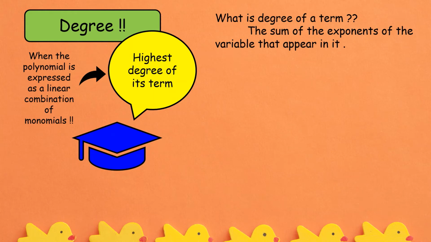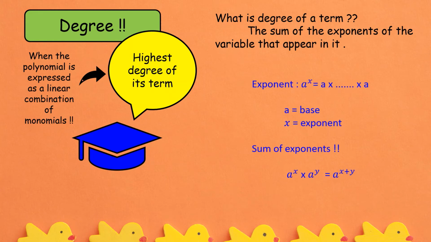To make you more clear with the definition, now what is the degree of a term? I told that degree is nothing but the highest degree of its term. So now what is the degree of a term? It is the sum of exponents of the variables that appear in it. When you have an expression and you sum the exponents of the variables which are present in that expression, then you will get the degree of the term.